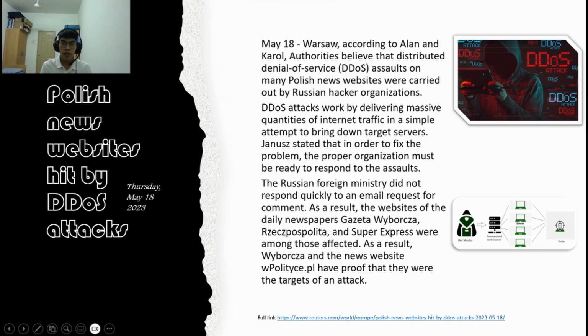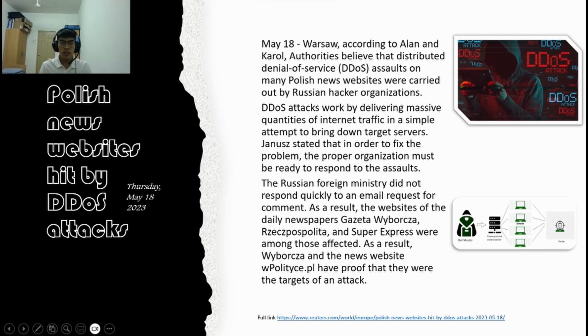Jenner stated that in order to fix the problem, an organization must be ready to respond to the assault. The Russian Foreign Ministry did not respond quickly to an email request for comment. The websites of the daily newspaper Gazeta Wyborcza, Responsibilidad, and Super Express were among those affected. Wyborcza and the news website wpolityka.pl have confirmed that they were the target of an attack. If you are interested in the news, you may view it by clicking the link below in the slides.